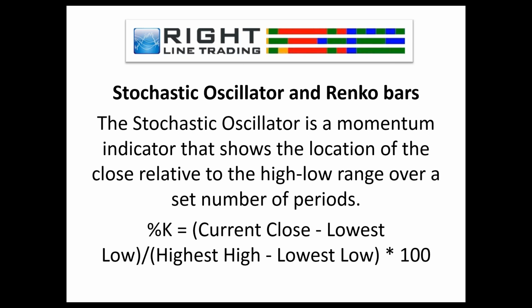A lot of people choose to use an oscillator with Renko bars. The stochastic is one type of oscillator. There's also relative strength, there's the CCI, there are others, Williams %R. But they're all momentum indicators that show the location of the close relative to the high-low range over a set number of periods. And what they do is they require 4 numbers to be placed into an equation in order to trace out an appropriate %K line. You need the open, the high, the low, and the close of each candle formation.